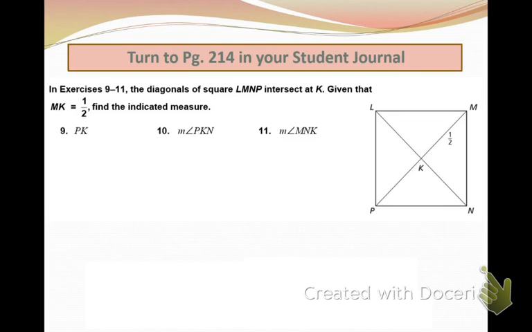All right, this is the last, and we're going to do it together. The diagonals of a square, LM and NP, intersect at K. Given that MK is 1/2, find the indicated measure. What do you know about the angles of a square? They're congruent, which makes them what? 90 degrees. Yes.